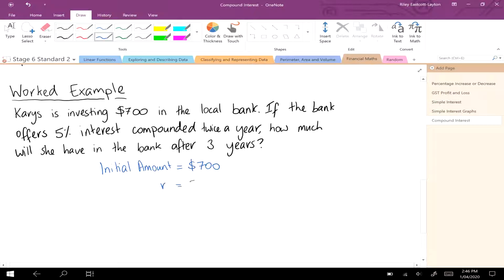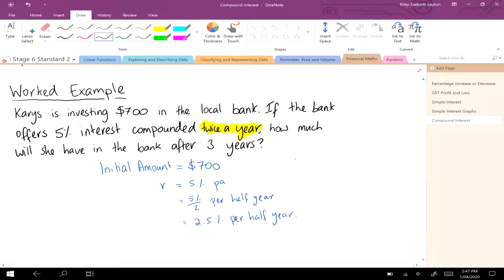So our rate is 5% per annum, but we've got this important statement in here. It's compounded twice a year. So what we have to do is halve this. It's going to be 5% over 2 per annum. Sorry, this isn't per annum anymore. We'll say per half year, which is 2.5% per half year.